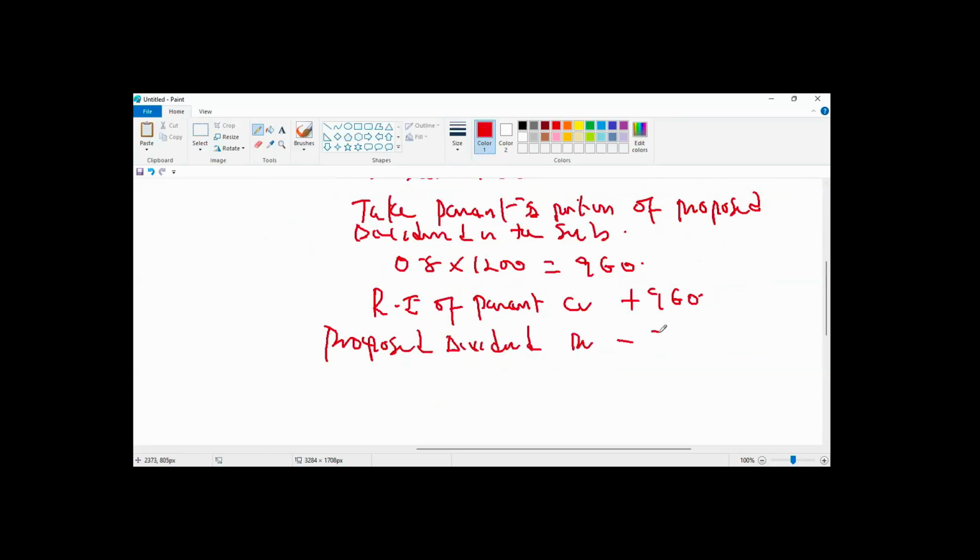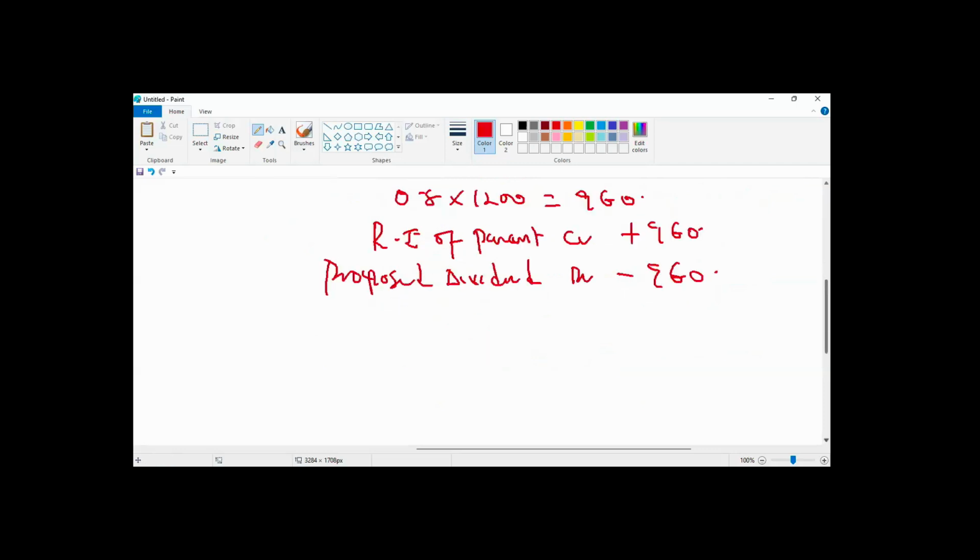Of debit. This is the second one. The third one, which is the last one. The proposed dividend has been accounted for by both parties.